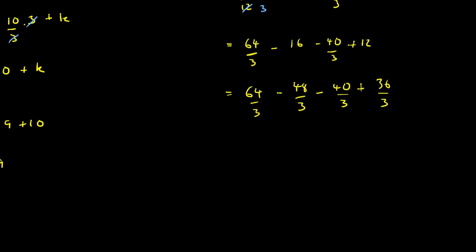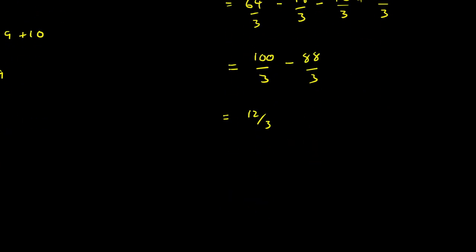Oh, well, what's that going to be equal to? Add 64 plus 36, 100 upon 3. So 100 upon 3 minus 88 upon 3, which I think is 12 upon 3, and that is equal to 4. Okay, so the displacement there should be 4 meters. Okay, so that's that.